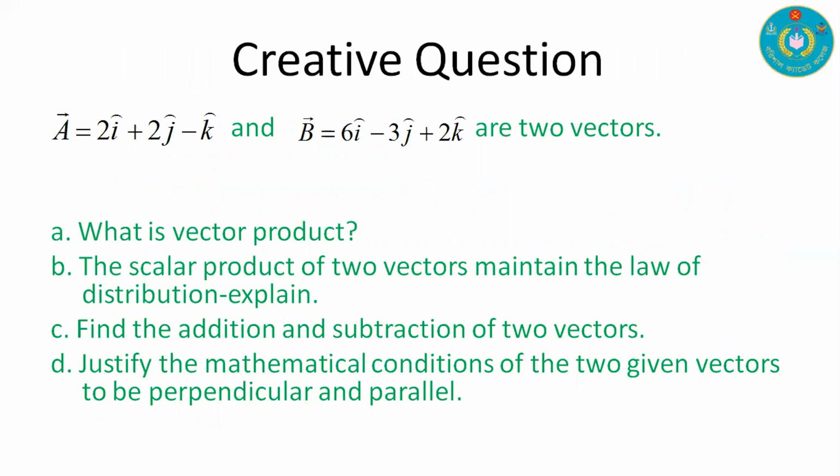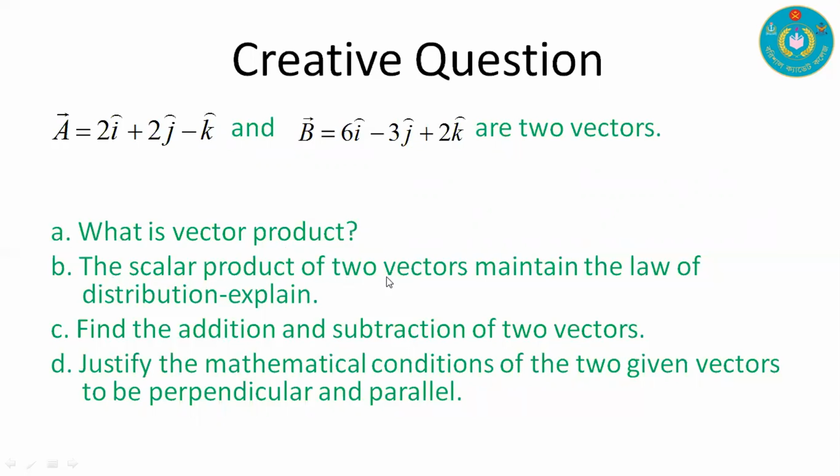Here for you, I have a creative question. Here a is equal to 2i plus 2j minus k and b is equal to 6i minus 3j plus 2k, two vectors. At first, the question is, what is vector product? All of you know the definition of vector product.